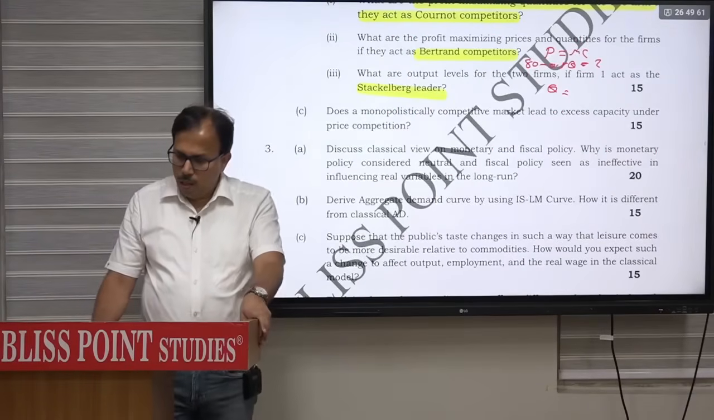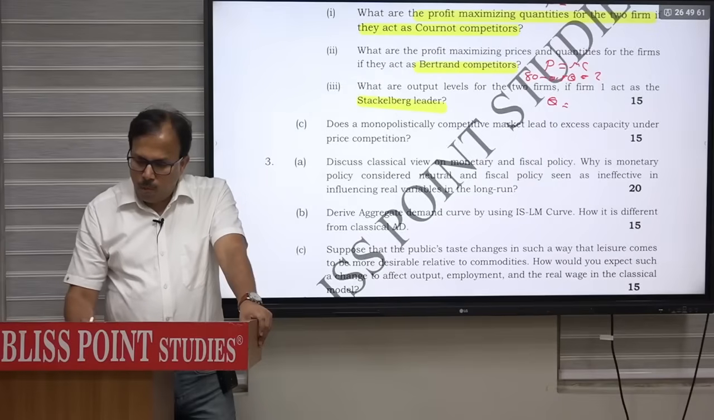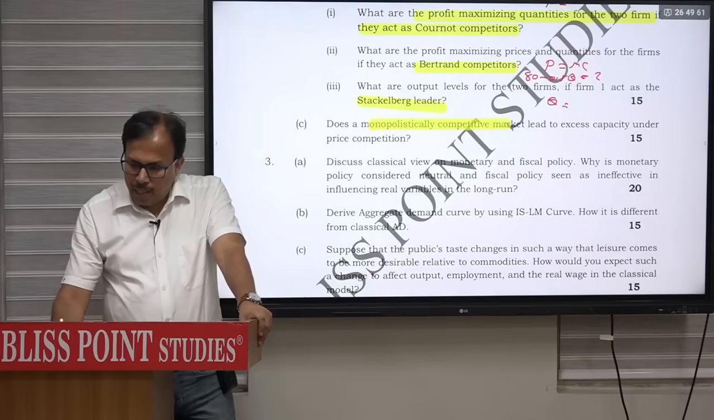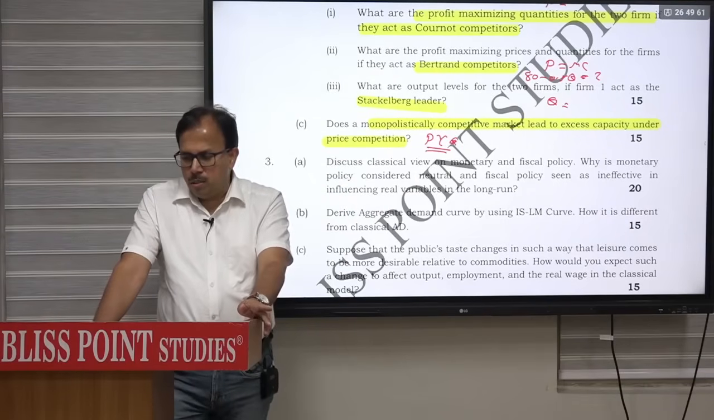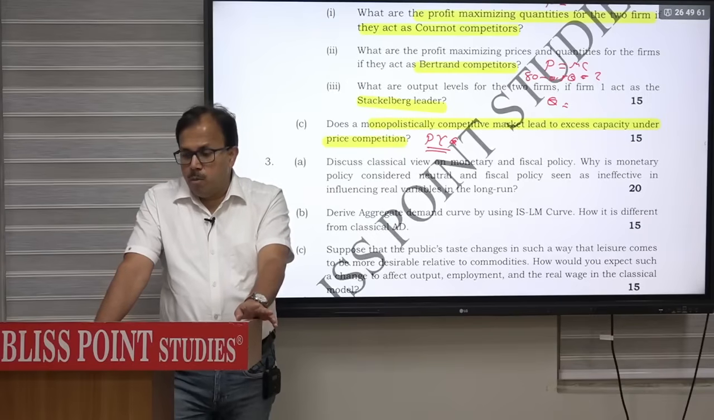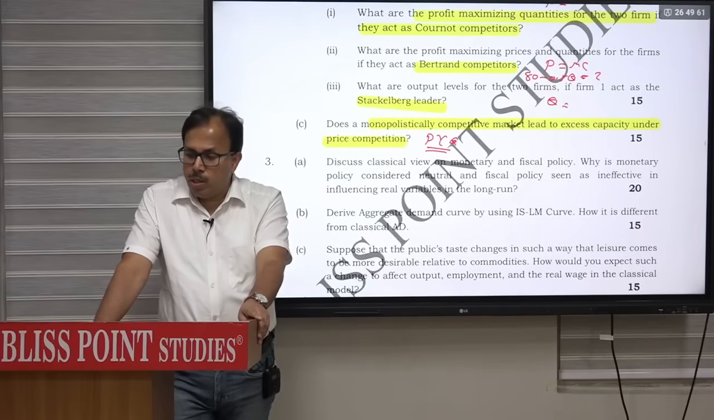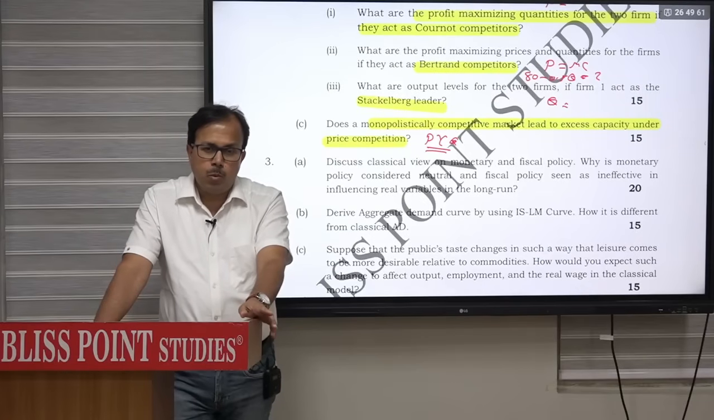देन क्वेश्चन नंबर 2C. 2C, what does a monopolistically competitive market lead to excess capacity under price competition? ये क्वेश्चन डायरेक्टली PYQ का है, ठीक है। लास्ट ये आई थिंक 18 या 21 में क्वेश्चन आ रहा है, डायरेक्टली सेम है। Does monopolistically competitive market lead to excess capacity under price competition? Question mark. Does it lead to?